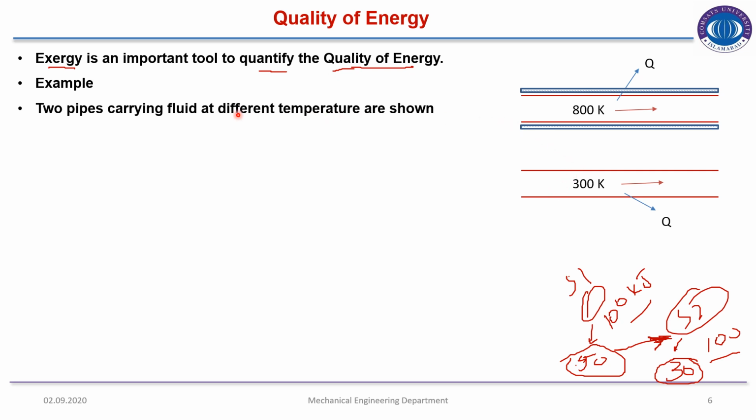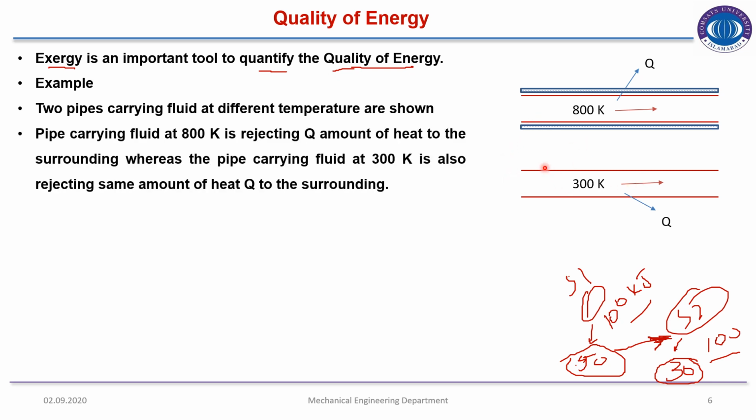So for example, if we have two pipelines that are carrying fluid, within pipeline 1 we have a fluid at a temperature of 800 Kelvin, and in pipeline 2 we have a fluid at 300 Kelvin. 300 Kelvin is approximately 27 degree centigrade, while a fluid at 800 Kelvin is greater than 500 degree centigrade. Now we know that these pipes will have a certain temperature difference from the surrounding. Let's suppose the surrounding is at a temperature of 5 or 10 degrees centigrade.